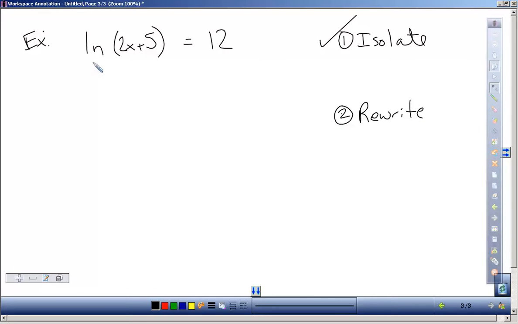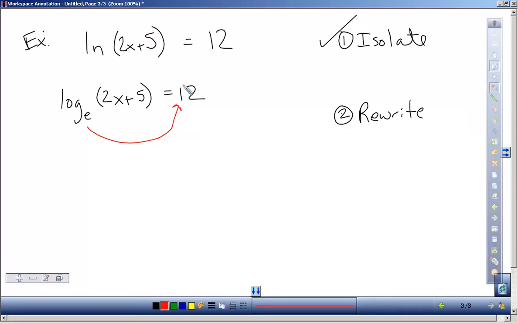Now, with ln, we do need to actually remember that I've got a base, even though it's not written here. ln is the natural log. It's log base e. So you may want to rewrite it just for your own sake as log base e of 2x plus 5 is equal to 12. That may make it easier for you to rewrite it as an exponential.